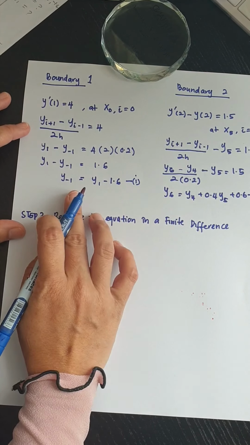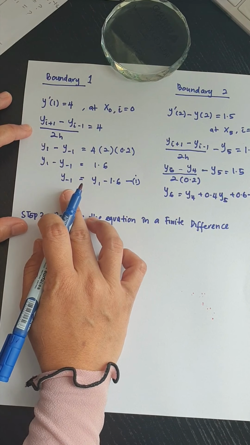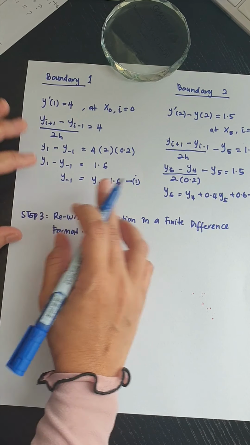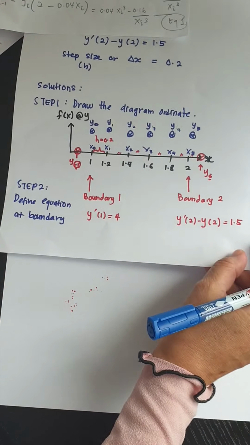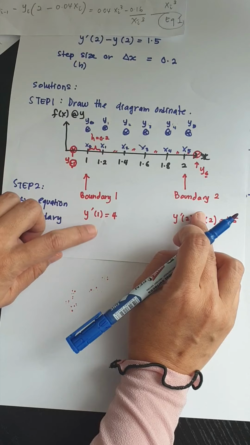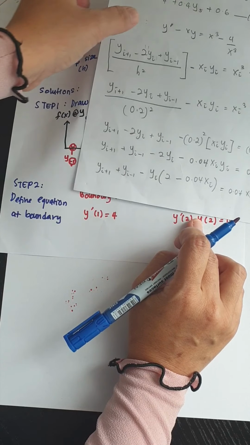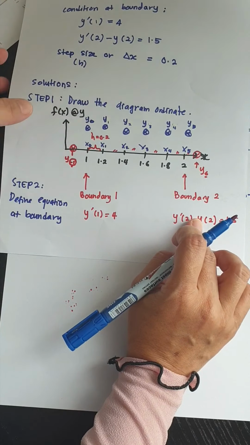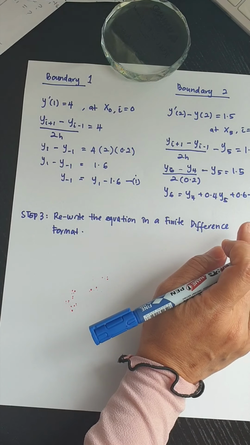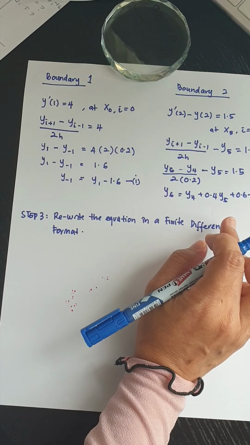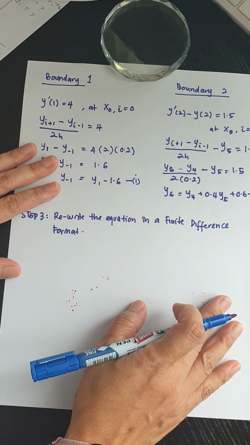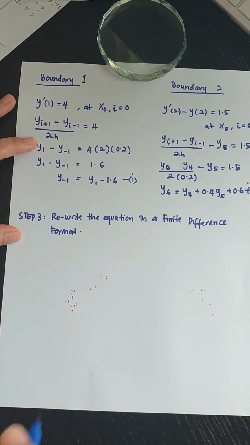Okay, so now you have already got the equation for both boundaries. Then you can start to create the linear equation using all the data that you have in step 1 and also step 2.